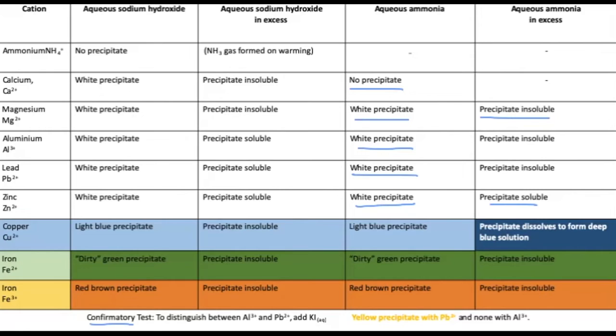Al3+ and Pb2+, lead 2+ ions. And in this case, we would add aqueous potassium iodide, and we expect the lead ions to give us a yellow precipitate, and we do not expect any precipitate to be formed with our Al3+ ions.